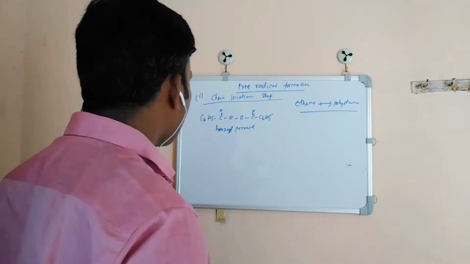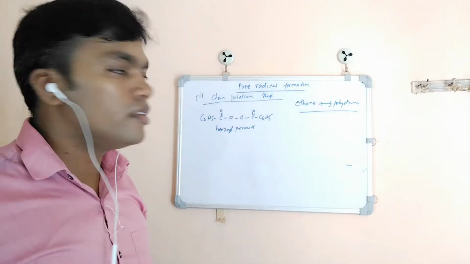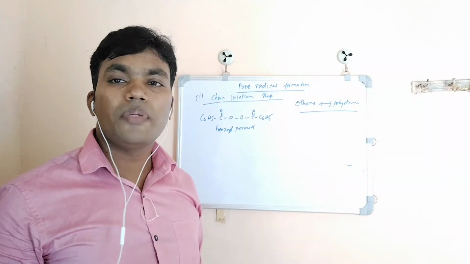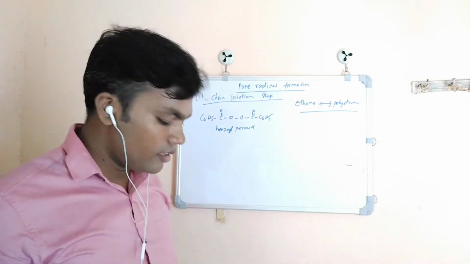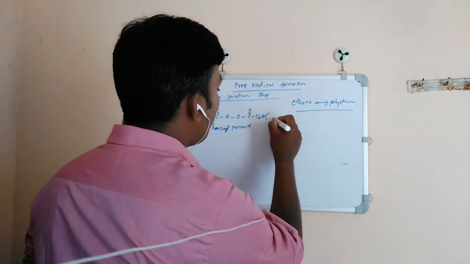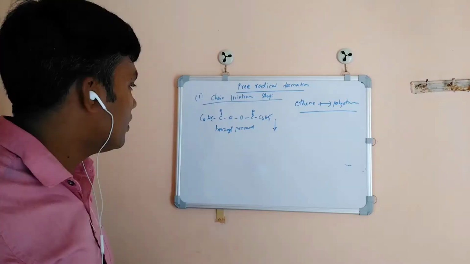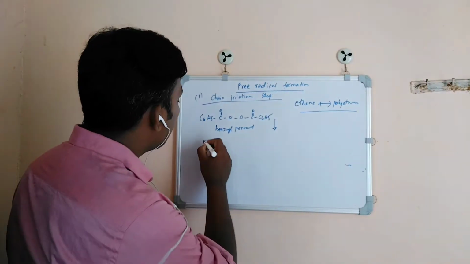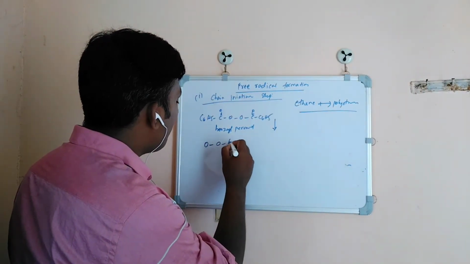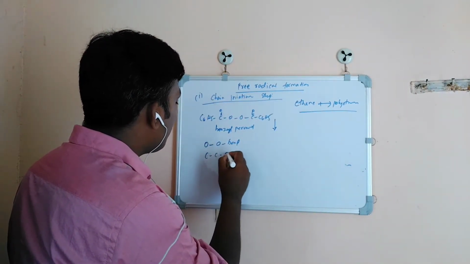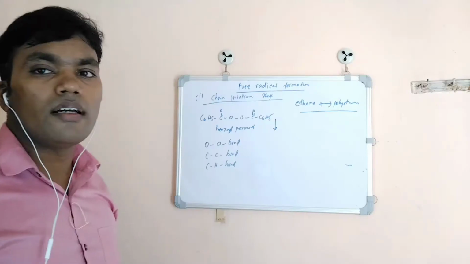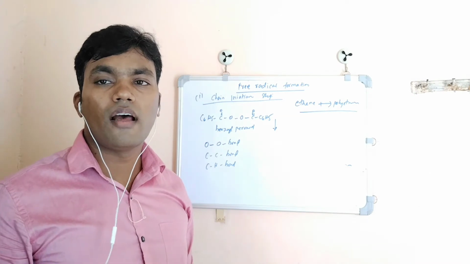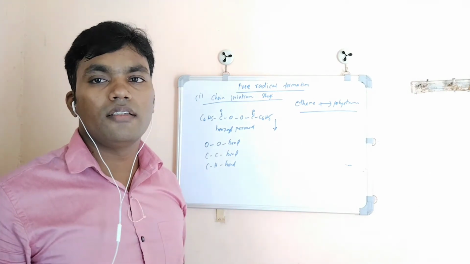Now the free radicals can be generated in the first step, the chain initiation step. How could the free radicals be generated in the first step? You can see here the oxygen bond, carbon bond, carbon hydrogen bond. Which one has the weakest bond and which one will be breakable? Very easy.